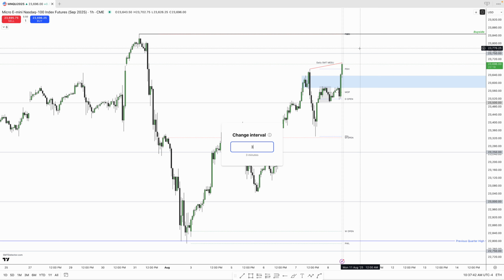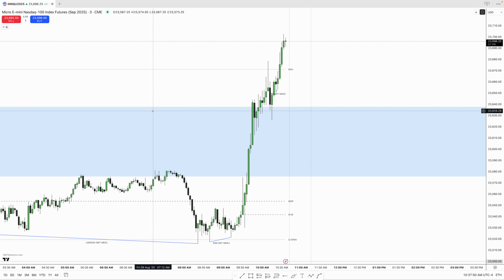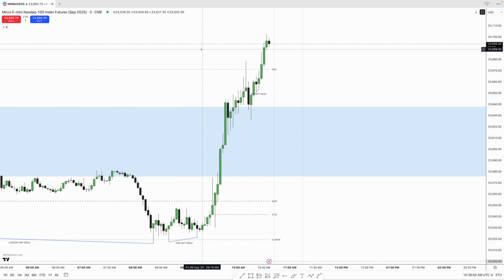And let's zoom in here and see what we're looking at. All right, so it looks like we have SMT with YM and not quite with ES. So just a YM SMT.